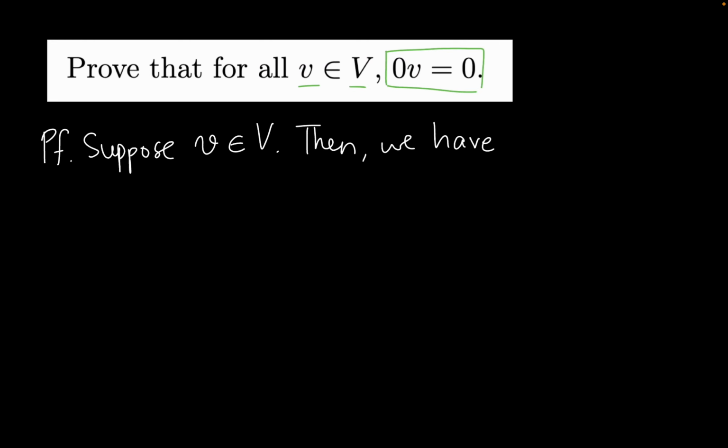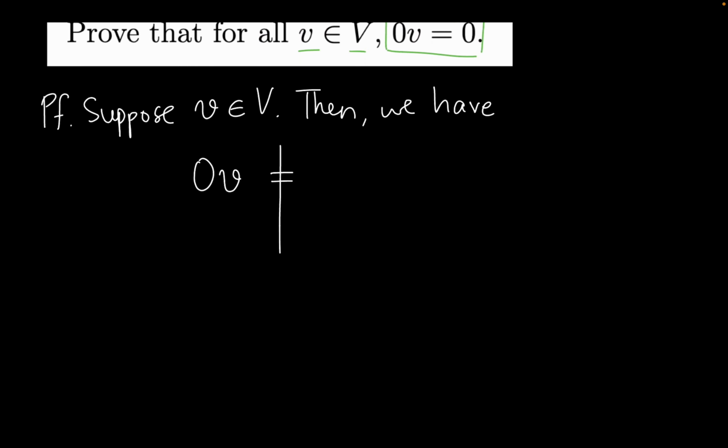So anyway, suppose v is any vector in V. Then we have 0 times v is equal to... I want to show that 0 times v is equal to 0. So why don't we just start with the LHS over here and see what we can get. One thing would be we're able to do some manipulations, so we get some quantity here.